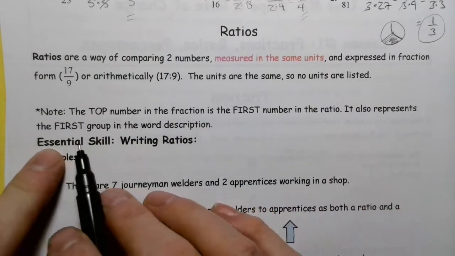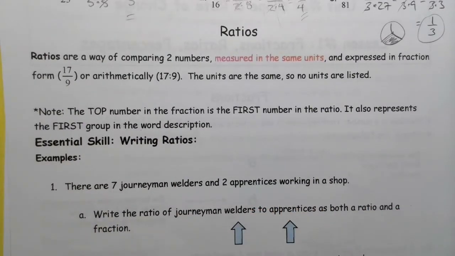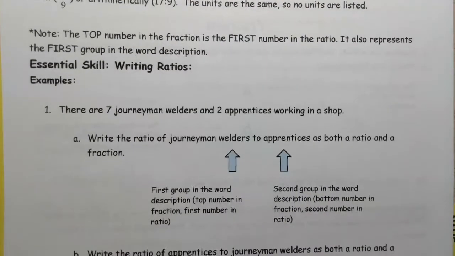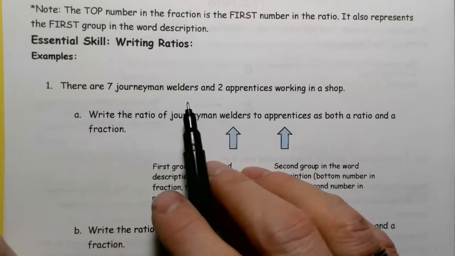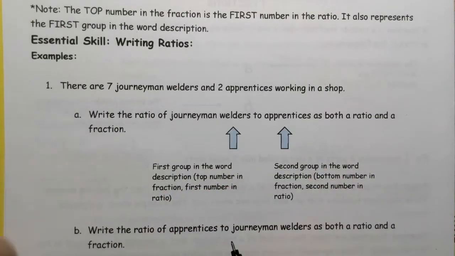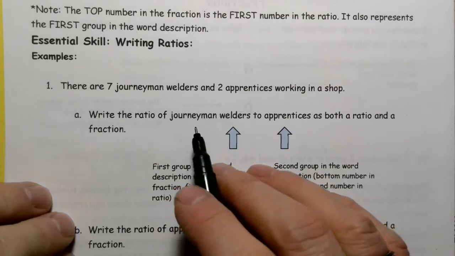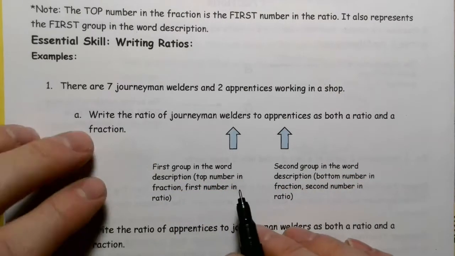Okay, it also represents the first group when we're talking about a word description here. Just as an example, let's say we're taking a look at a problem where there are 7 journeymen welders and 2 apprentices working in a shop. Write the ratio of journeyman welders to apprentices as both a ratio and a fraction.